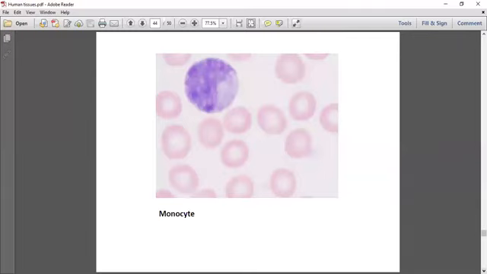Again, monocytes: large, round nucleus, kidney shape, peripheral in position. The cytoplasm is ungranulated. Why? Because it acts as a defense mechanism by phagocytosis, transforming to macrophage.